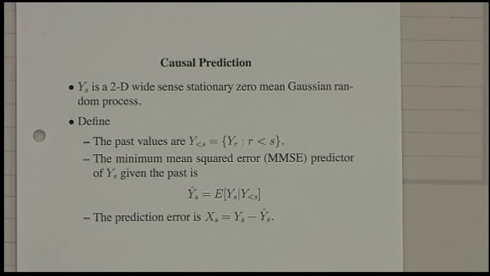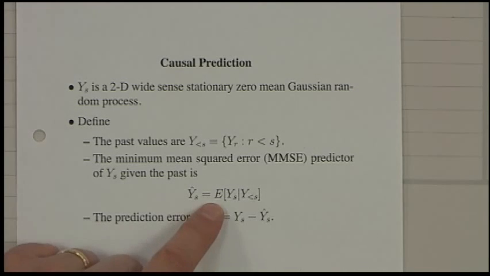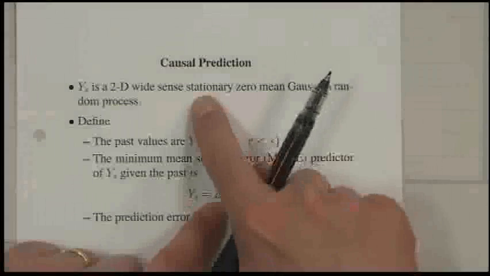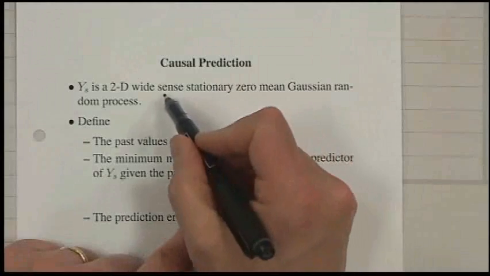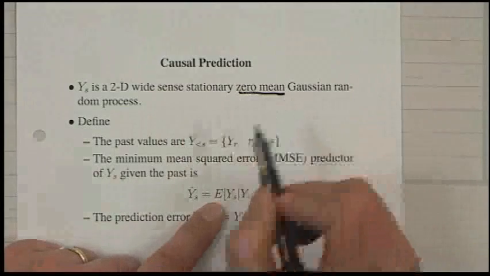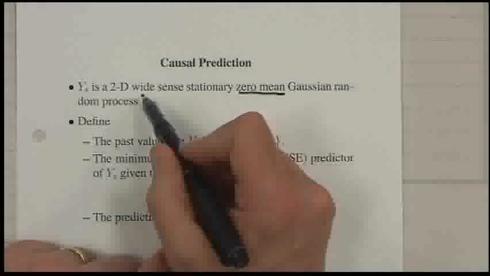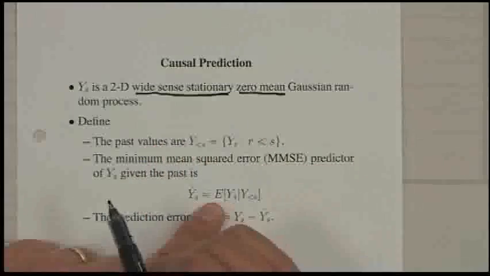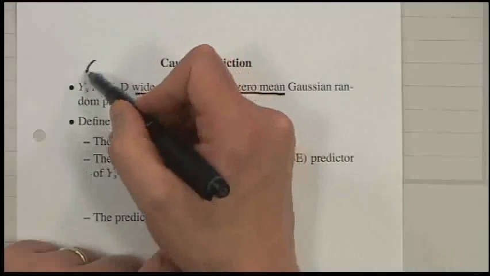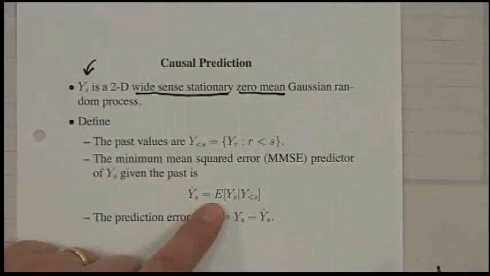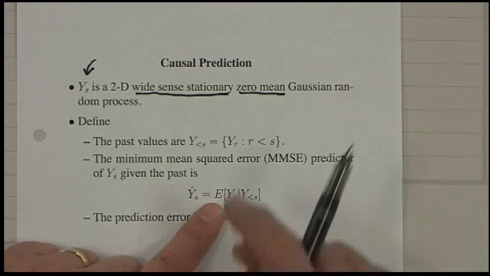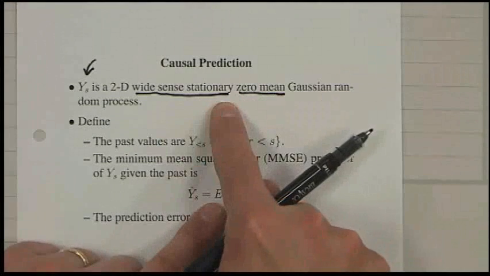So prediction is very fundamental. Let's say you have a zero mean, without loss of generality. Let's always assume that I'm talking about zero mean Gaussian random processes, and we'll say it's wide sense stationary. So y of s is a Gaussian random process, which means that any linear combination of the samples is Gaussian. And it's zero mean and wide sense stationary.